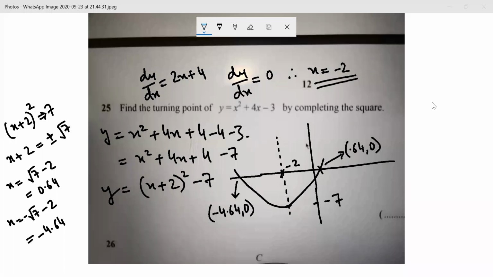Mr. Rudra, in the next question, I need to find the turning point of x square plus 4x minus 3 by completing the square. Okay. Now there are two ways in which you can find the turning point.